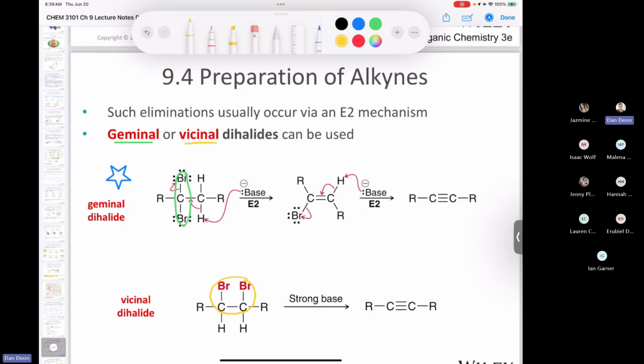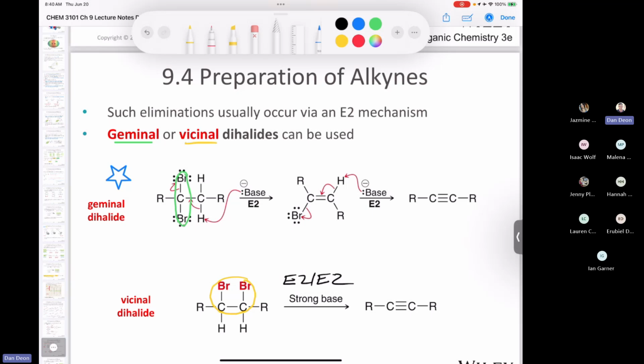You could do E2, and then another E2, and then you're going to end up with an alkyne, okay? So either way works. That's how you make an alkyne: you take a vicinal or a geminal dihalide. You've got to have hydrogens in the right place. Then you do a double elimination, and then you form your alkyne. And we're going to see this more as we move on.